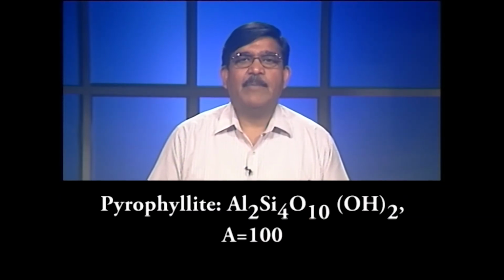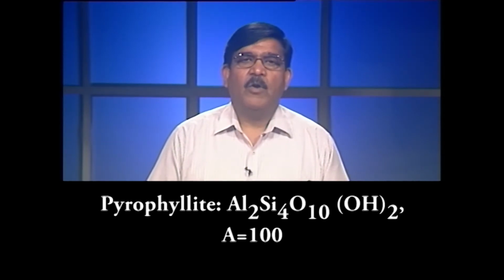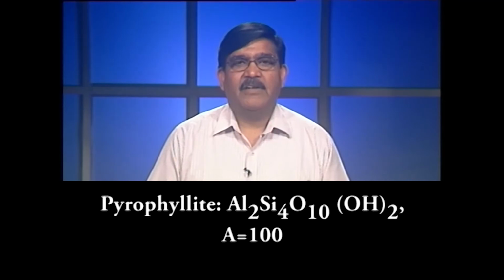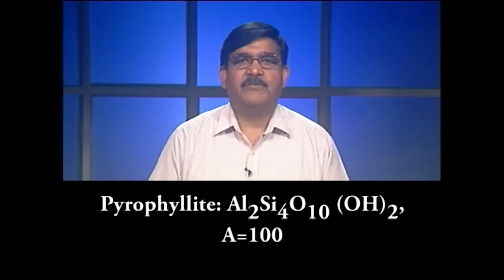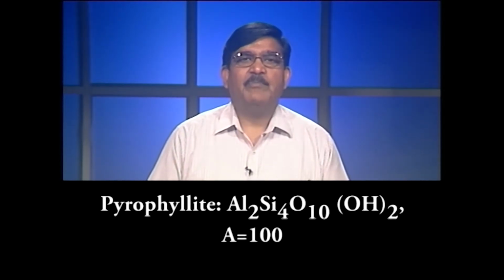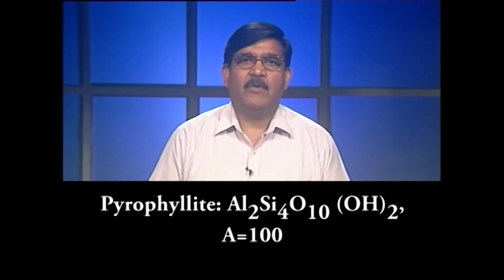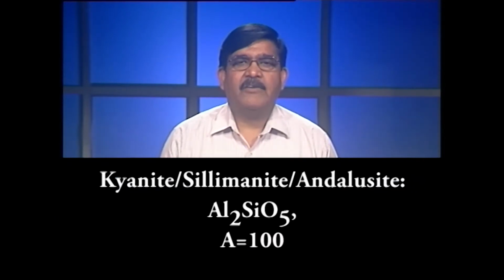The next mineral is pyrophyllite. The chemical formula of pyrophyllite is Al2 Si4 O10 (OH) twice. Therefore, the value of A equal to 100% because in pyrophyllite there is no FeO, MgO or CaO. The next mineral is kyanite or sillimanite or andalusite. The chemical formula is Al2 SiO5 where the value of A equal to 100% and C and F equal to 0.